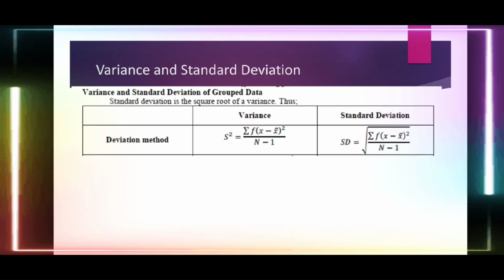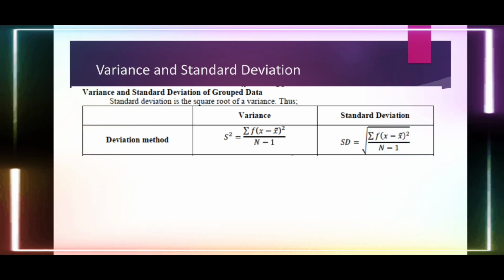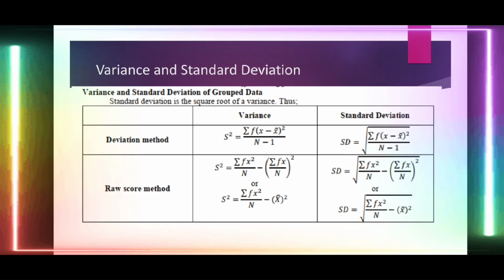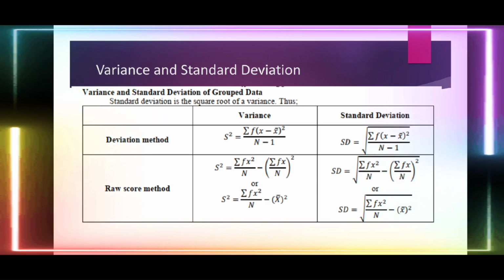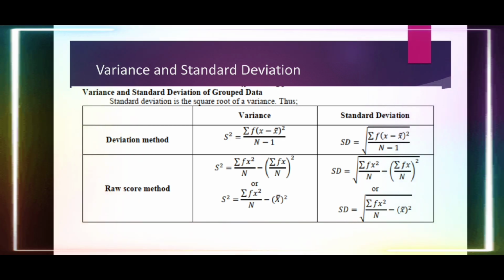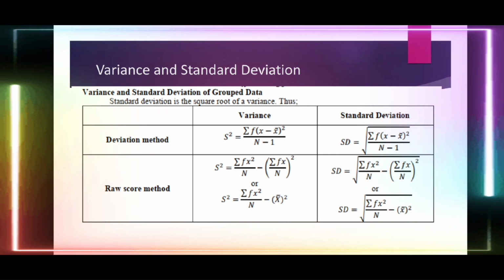Now let's have variance and standard deviation. Just like in ungrouped data, standard deviation is the square root of the variance. And we have here two formulas to choose from. We have the deviation method and the raw score method. Raw score method is preferable if the mean is a non-terminating decimal.